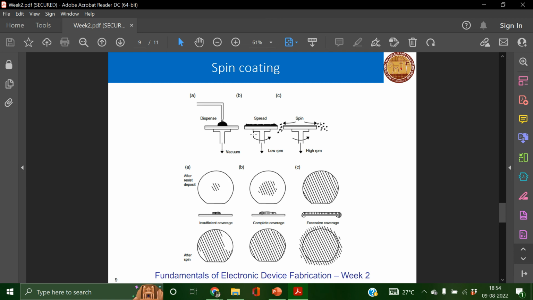Then we had spin coating. Spin coating is used for applying this photoresist. Initially, a small quantity will be applied. It will rotate at low RPM to spread it, but you can see that the surface is not very even. So we will rotate at a very high RPM to get a uniform surface.